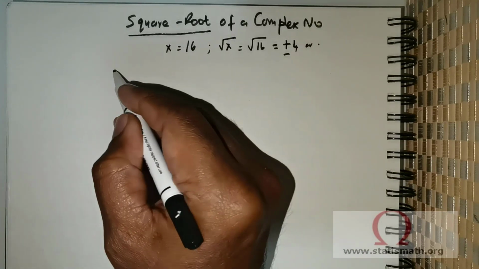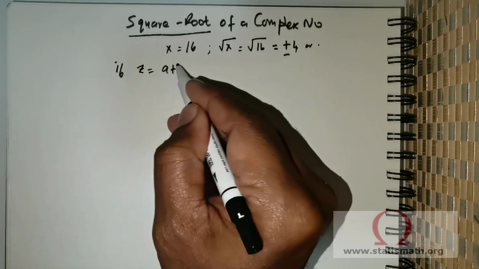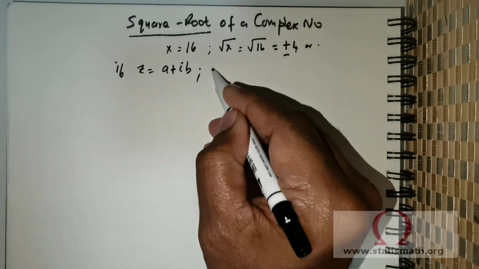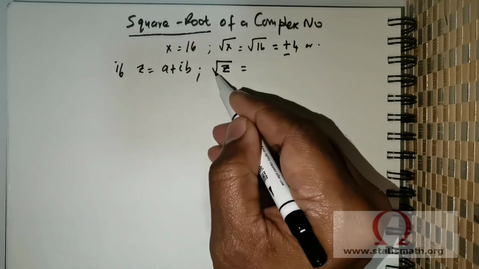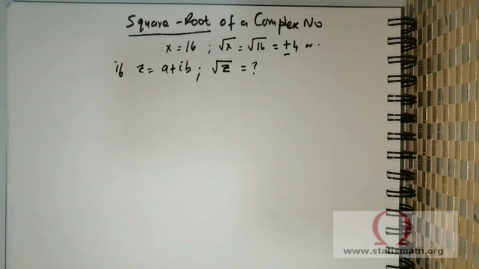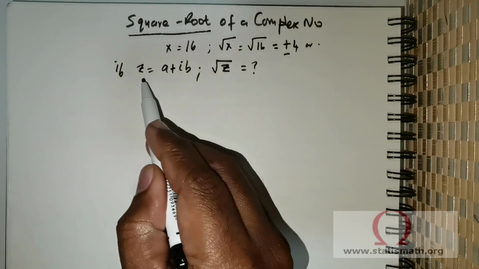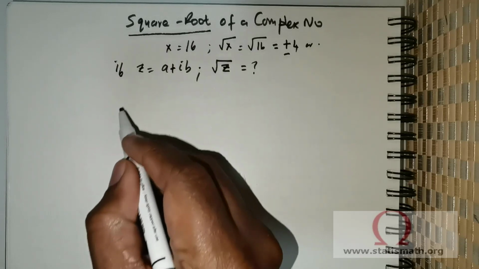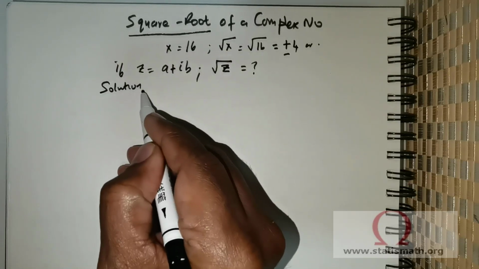Okay. Now, this x is actually a real number. But what if they give you, say, some z equal to a plus ib, and they ask you to find the square root of this complex number z? How would you do that? In this class, we will learn how to find the square root of a complex number. So, the solution is obtained as follows.